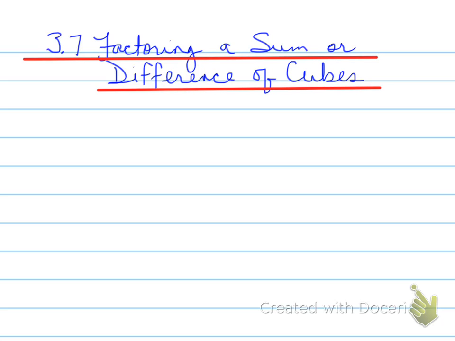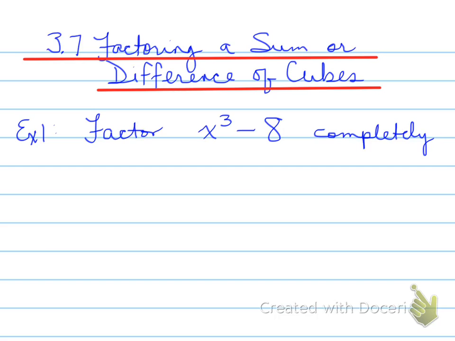Alright, here we go. 3.7. Factoring a sum or difference of cubes. Alright, let's see. Using an example, we're going to factor x cubed minus 8 completely.